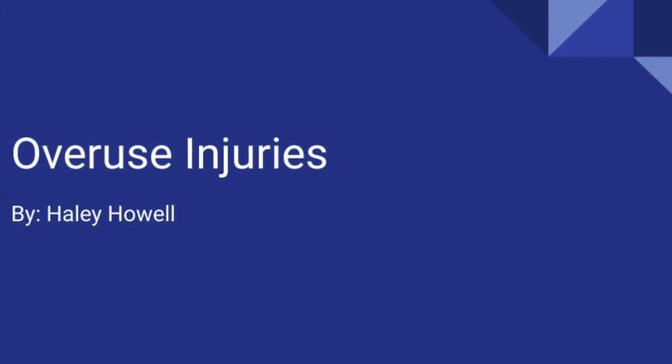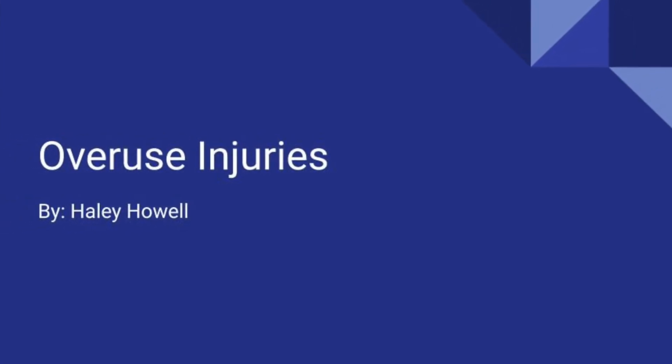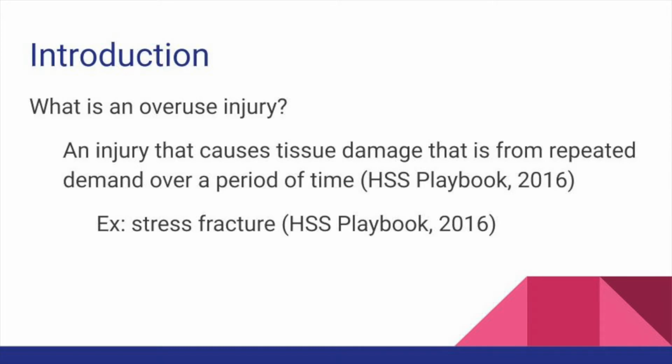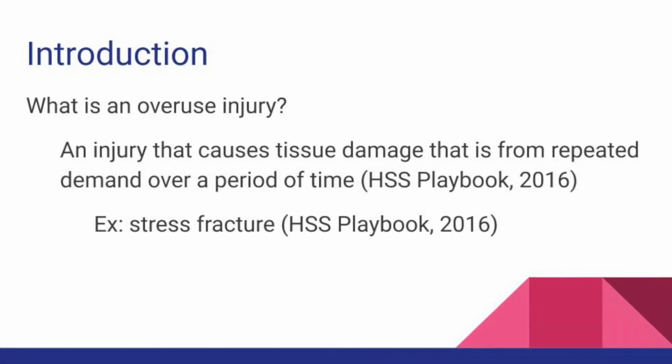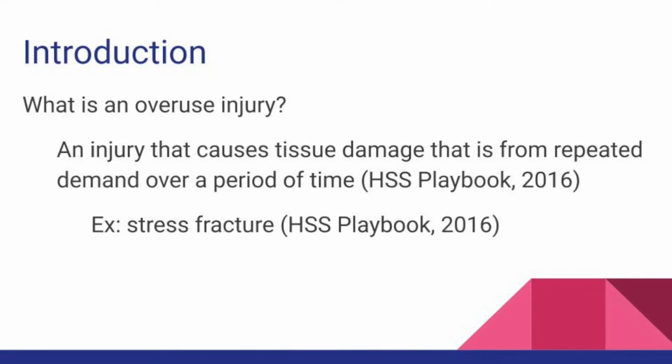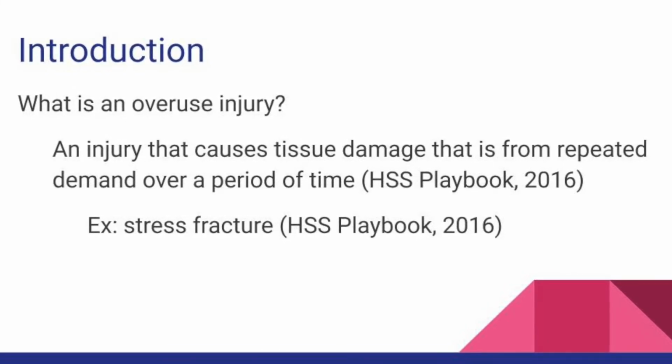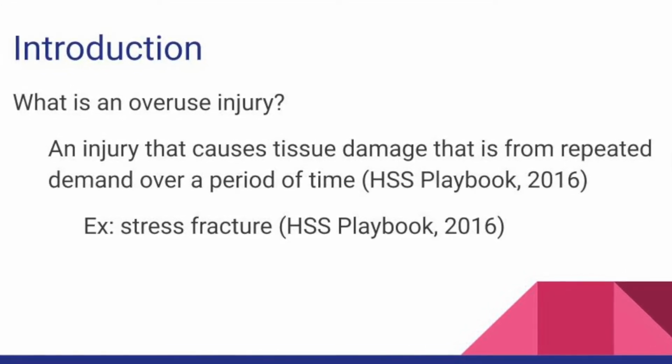I decided to do my extra assignment 2 over overuse injuries. So an overuse injury is an injury that causes tissue damage, and that tissue damage is caused because of repeated demand over a period of time.